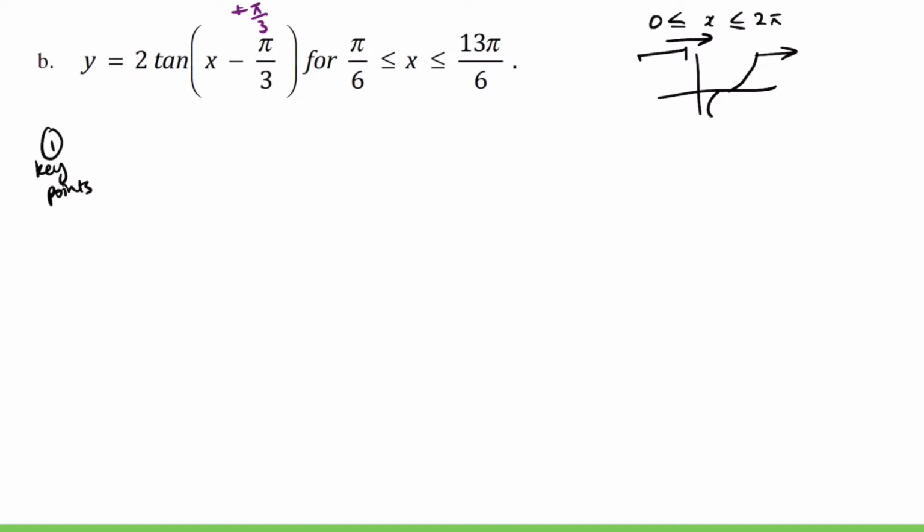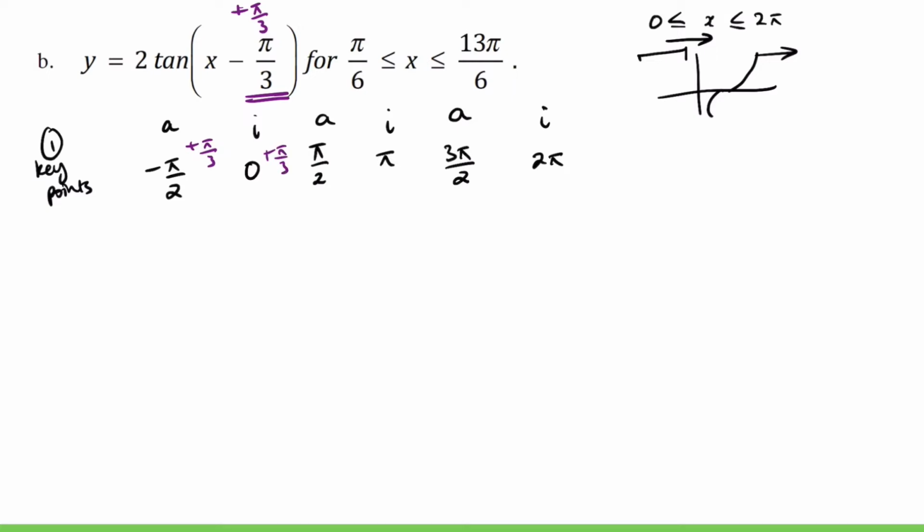So that means that even though I know my initial intercept would be at 0, I want to start one step beforehand. So I know that one step beforehand, I've got an asymptote at negative pi on 2, then 0, then I've got an asymptote at pi on 2, intercept at pi, asymptote at 3 pi on 2, and intercept at 2 pi. Now what's happened to each of these according to the transformation? Well, all I've done is I've added pi on 3 to every single one of these points.